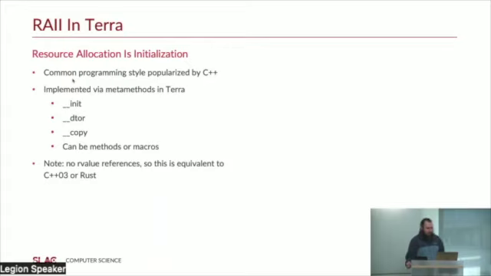RAII is an initialism for resource allocation is initialization. It's a common programming pattern popularized by C++. If you've ever done C++, you probably know this, if you think about the classic pattern with constructors and destructors and copy constructors and so on. This is vaguely equivalent to that. The semantics might be a little bit surprising to you.